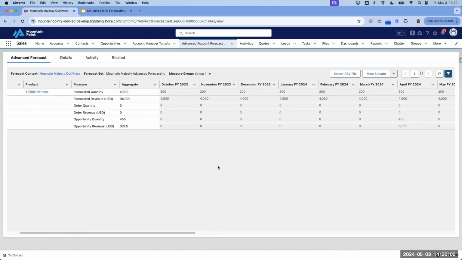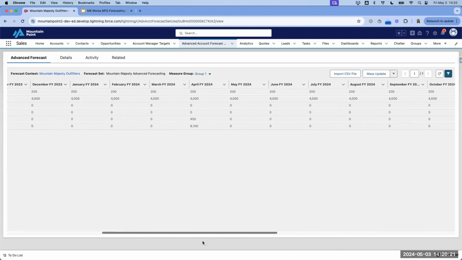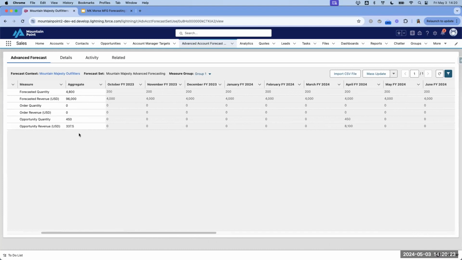Then we have ordered quantity and revenue. So this is going to pull in our actual sales order data for this region and for this specific product. It doesn't look like we have any orders right now that are open for this specific product. But lastly, we have opportunity quantity and revenue. And we do have an opportunity that is set to close in April 2024. That's the projected close date. So the quantity is 450 and the revenue is $8,100.